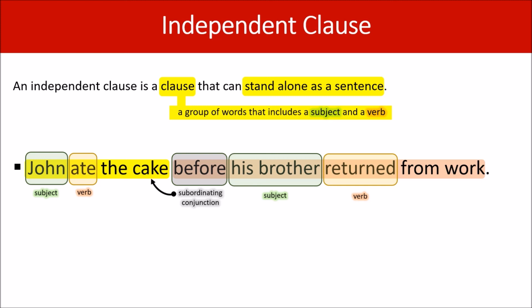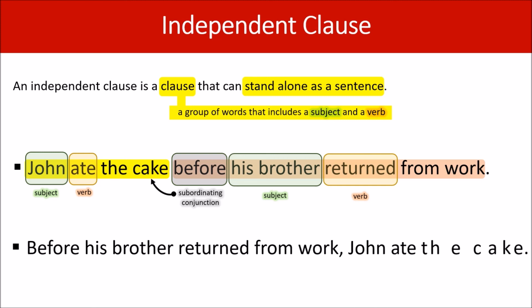Notice that the dependent clause comes second, so there is no comma. Let's look at the same sentence but with the dependent clause first. So our independent clause, or the main clause, is at the end, and our dependent clause is at the start. Notice we now have a comma to show where the independent clause starts.